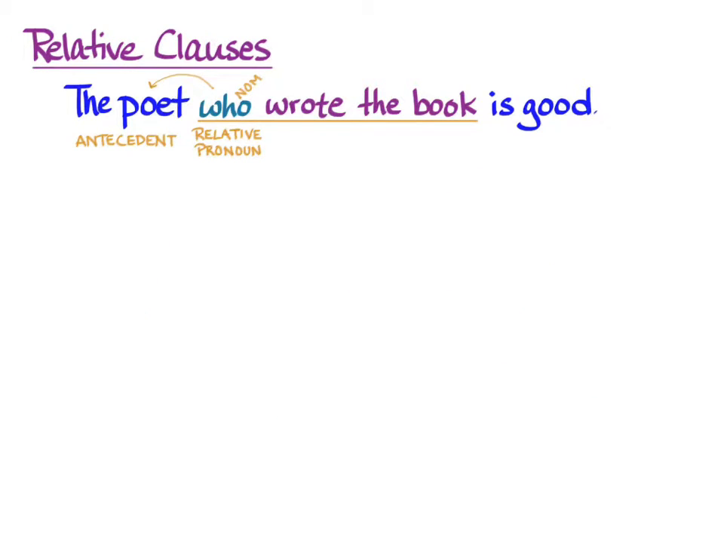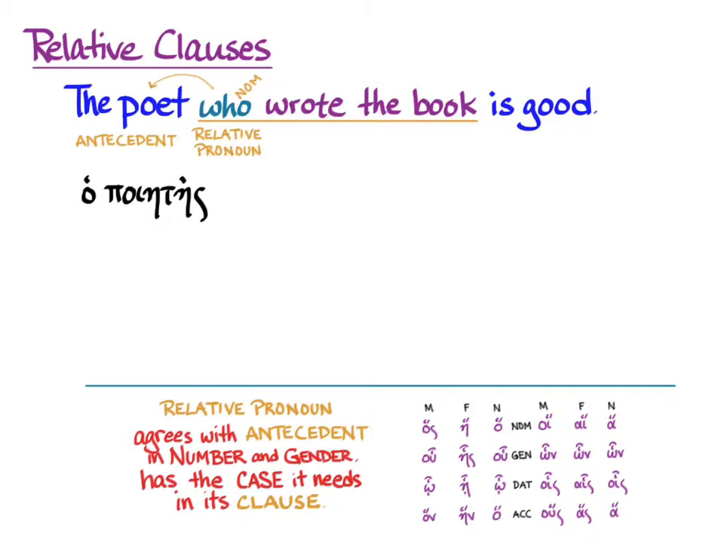Okay, time to do some Greek. Here's our first example sentence from our English examples. And the subject of this sentence, the poet who wrote the book is good, is ho poiētēs in Greek. Before we get to the Greek relative clause, let's go ahead and put down here the reminders of the rules and the forms of the relative pronoun. So, now we're going to deal with the relative clause. And we're going to look at the first rule, which is to pick the relative pronoun that agrees with the antecedent in number and gender.